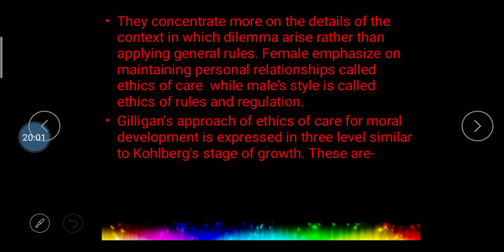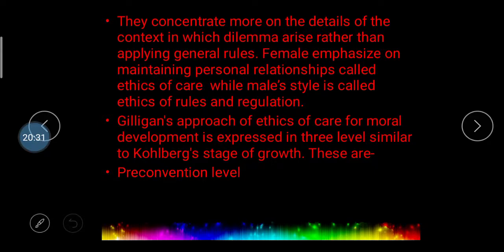Then after, Gilligan's approach of the ethics of care for moral development is expressed in three levels similar to Kohlberg's stages of growth. So there are three levels similar to Kohlberg's model. The first one is the pre-conventional level, which she said is similar to Kohlberg's first stage. In this level, a person is preoccupied with self-centered reasoning.